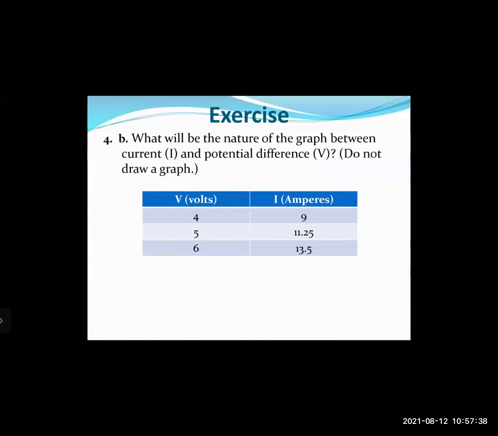What do they ask? What will be the nature of the graph between the value of current I and potential difference V?